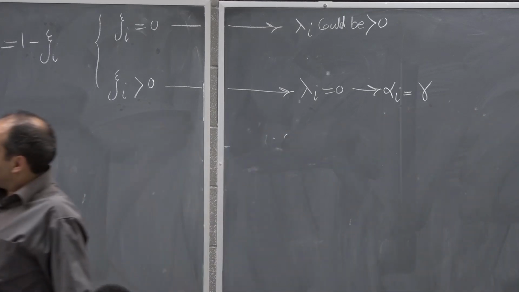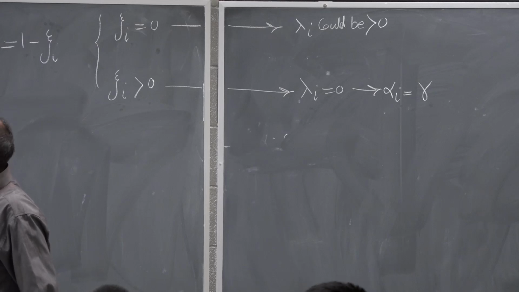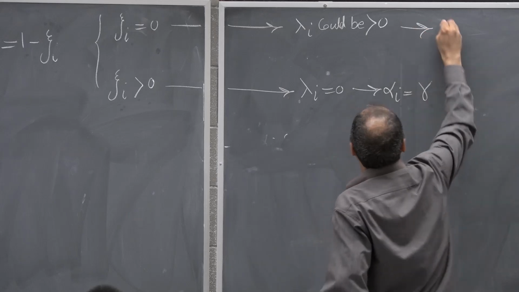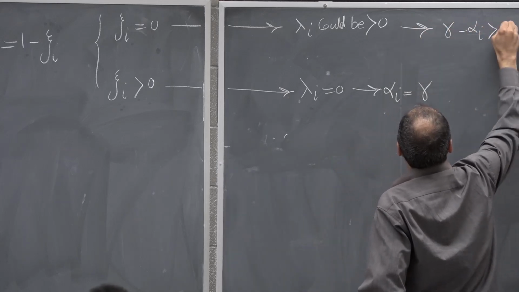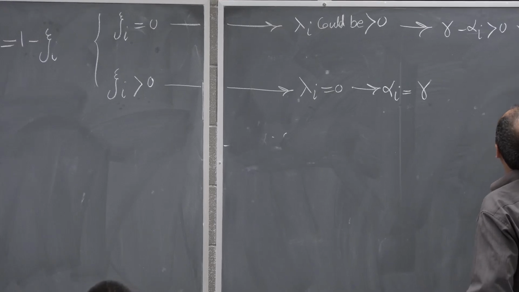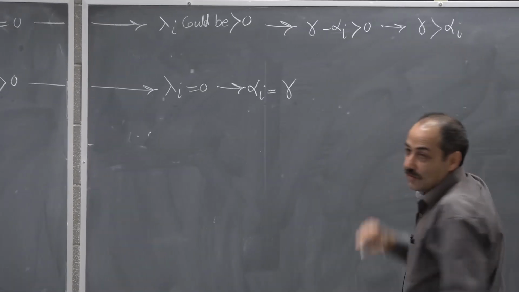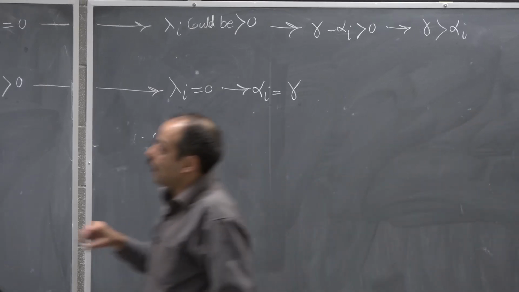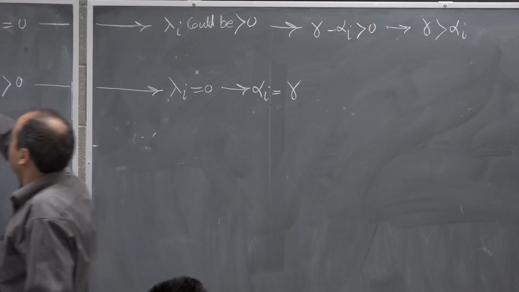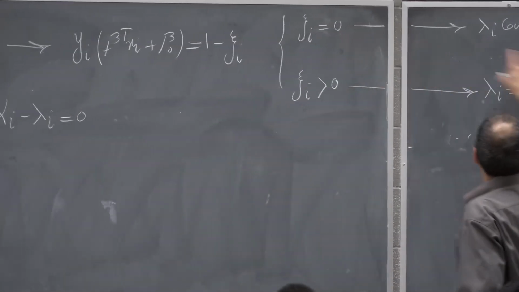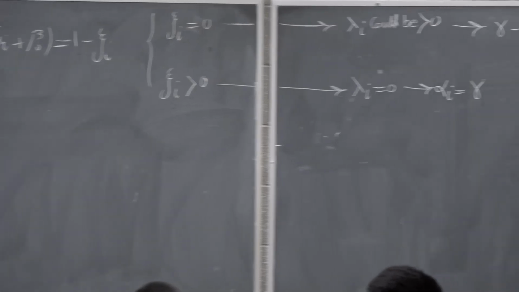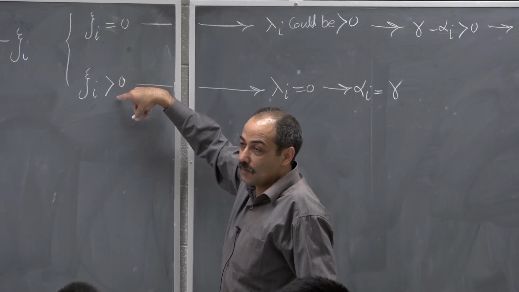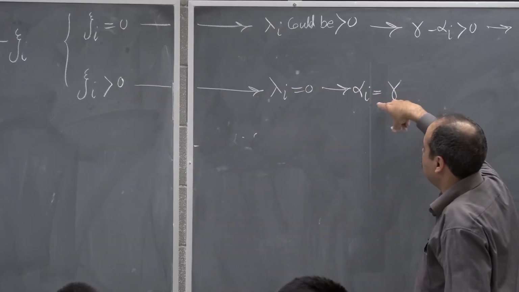So if lambda I is greater than 0, it means that gamma minus alpha I is greater than 0, right? Gamma minus alpha I is greater than 0. And it means that gamma is greater than alpha I, or alpha is less than gamma. Okay. So for those points that have alpha I greater than 0, they could be on the margin, and in this case, alpha I could be less than gamma. But they may violate the margin, and those are the ones that have alpha I equal to gamma.